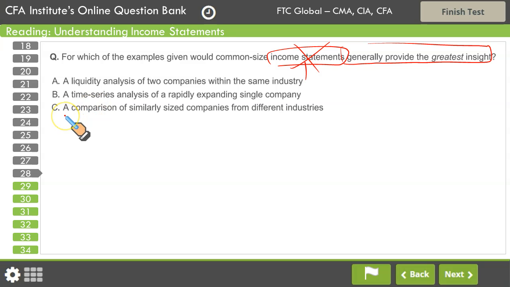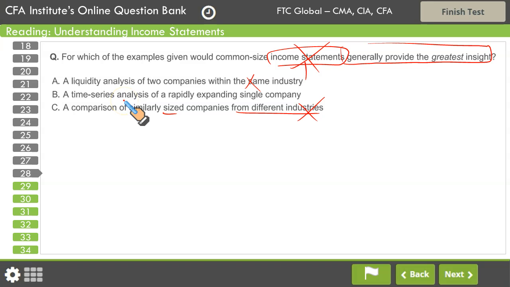What about C? A comparison of similarly sized companies from different industries. Now this is interesting. If the firms are of similar size, there is no point in drawing up common size statements, because common size financial statements are primarily intended to compare two businesses that are of dissimilar size. So this totally negates the very purpose for which we draw up the common size financial statements.